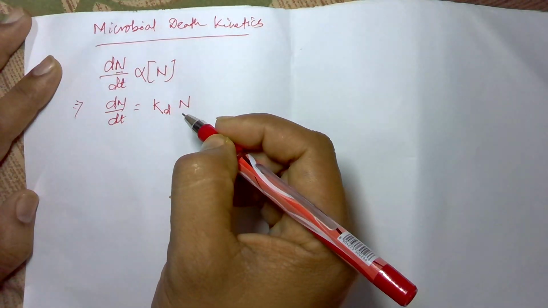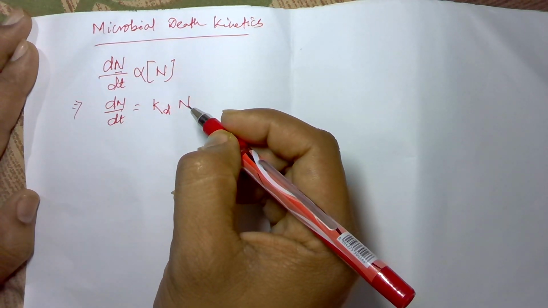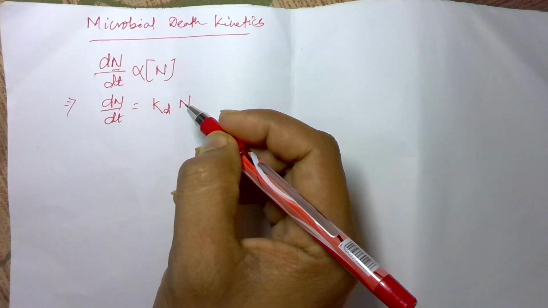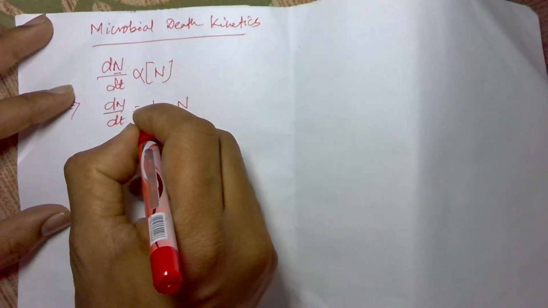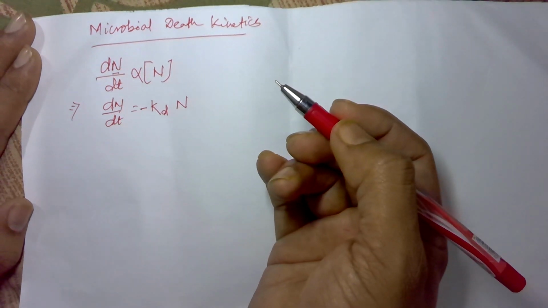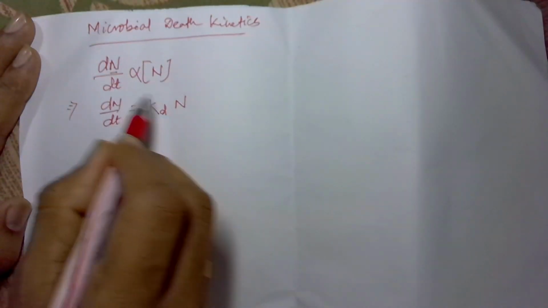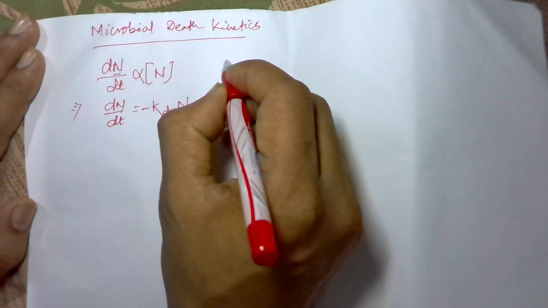Okay. So we know that when we are inactivating microorganisms, the number or the concentration of the microorganism is reducing. So we'll put a negative sign here just to express that this constant represents a negative slope. Okay, what does it mean actually?